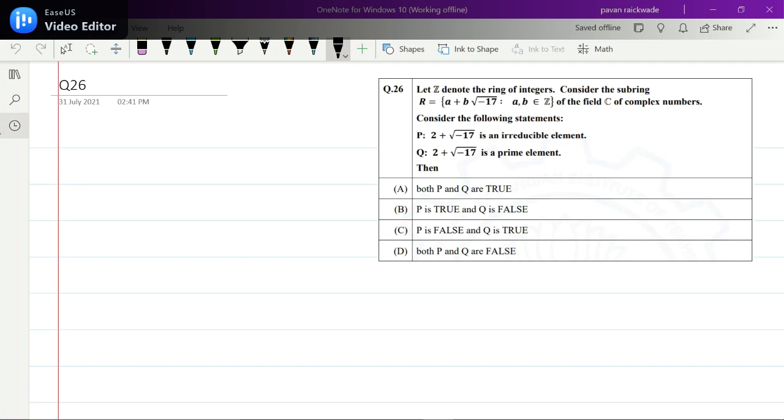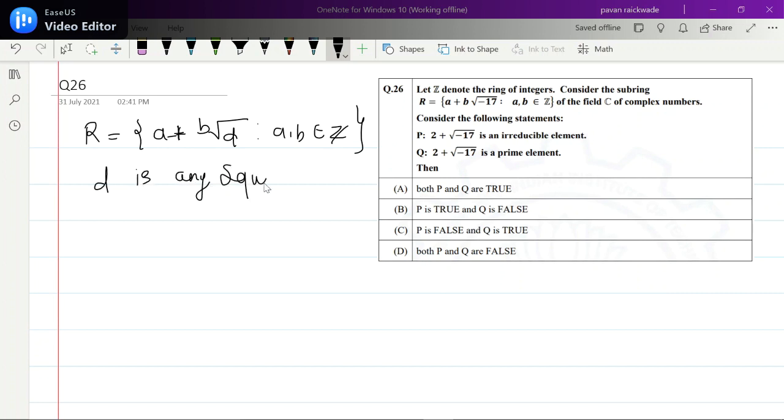So we are given the ring R; in particular I will write it in general form. These rings are of this type: a plus b root d, where a, b belong to integers and d is any square free number. And I want to tell some theory behind this kind of rings. Whenever we have to find the irreducible element or prime element in this kind of ring, there is a function defined which is called the norm.